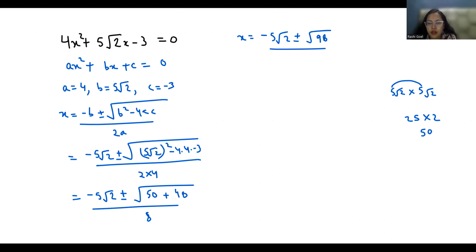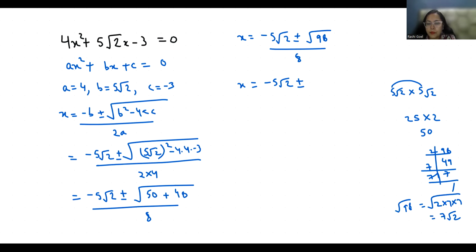X is equals to minus 5 root 2 plus minus under root 98. We can write it as 2 times 49, and 49 is 7 times 7. So under root 98 is equals to 7 root 2 by 8. So x1 is minus 5 root 2 plus 7 root 2 by 8 and x2 is minus 5 root 2 minus 7 root 2 by 8.